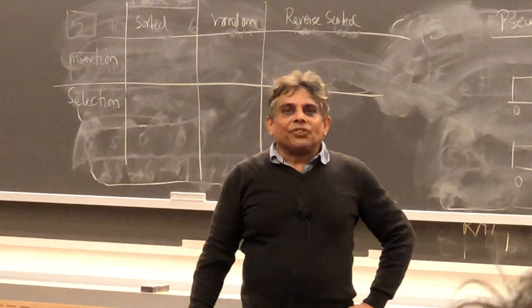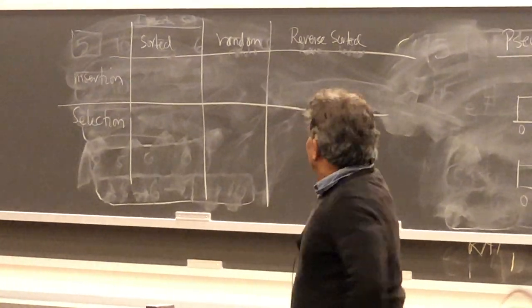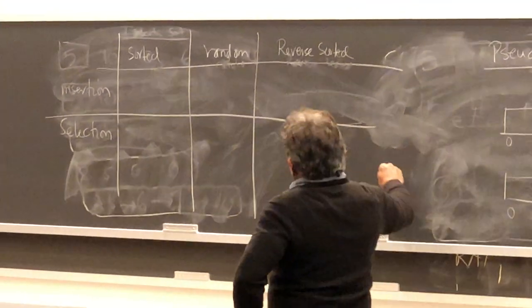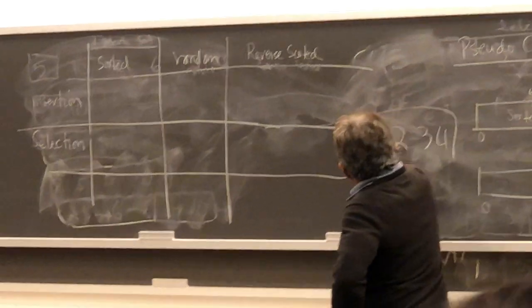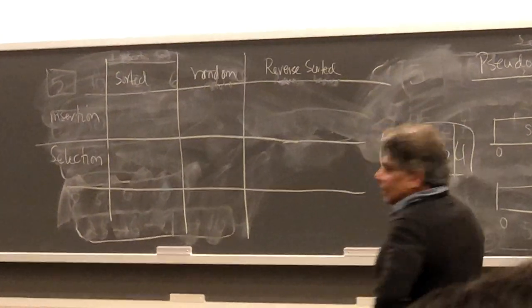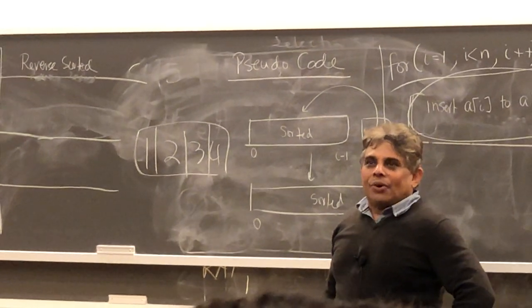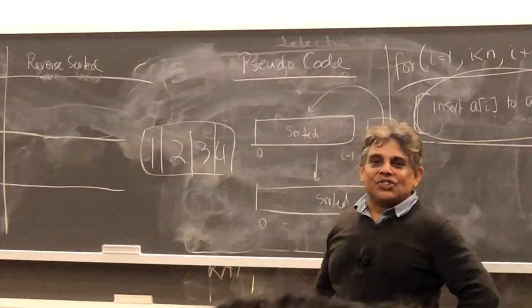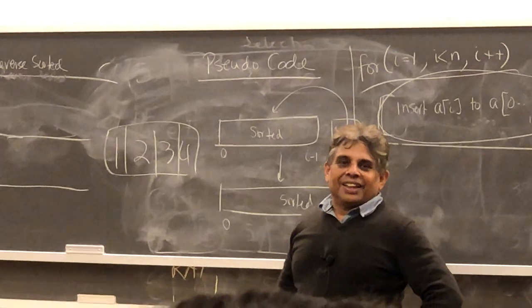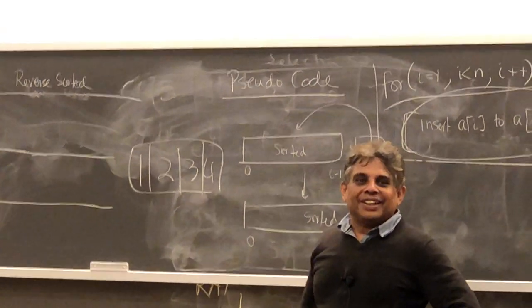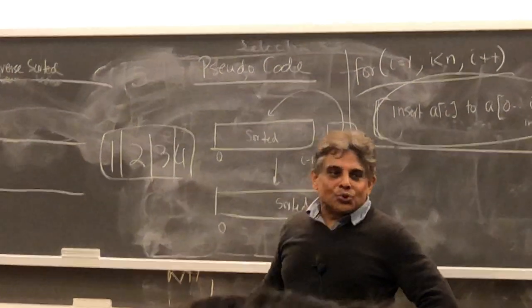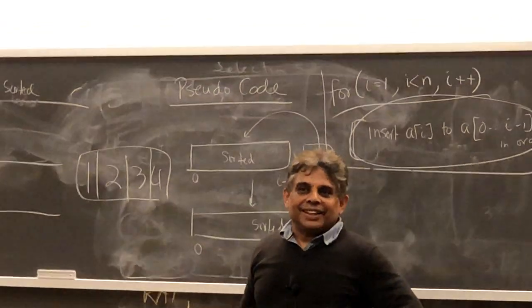What if the array is reverse sorted? Let's start with the sorted case and insertion sort. Sorted means something like this. You didn't know that when you started, but it was like this. In the worst case, how many comparisons are you going to be doing here? It's already sorted.